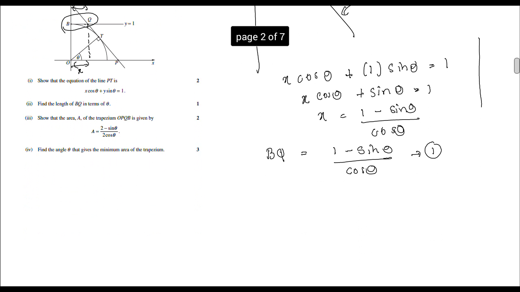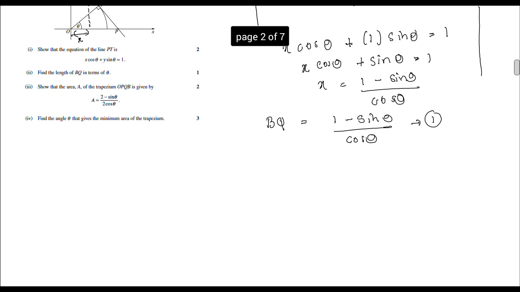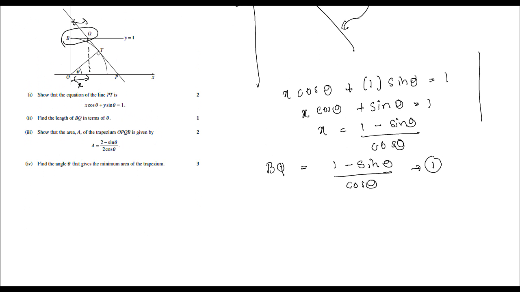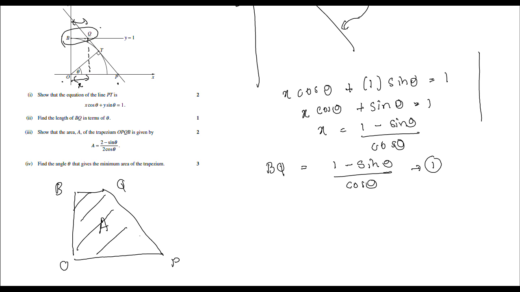Part 2, part 3. Show that the area A of the trapezium OPBQ is given by A equals (2 minus sine theta) over (2 cos theta). Okay, now what is this trapezium? It is OPQB, which, if I redraw it, with my exceptional drawing skills, pardon my straight line QP, but anyway, I need to find the area of this trapezium.